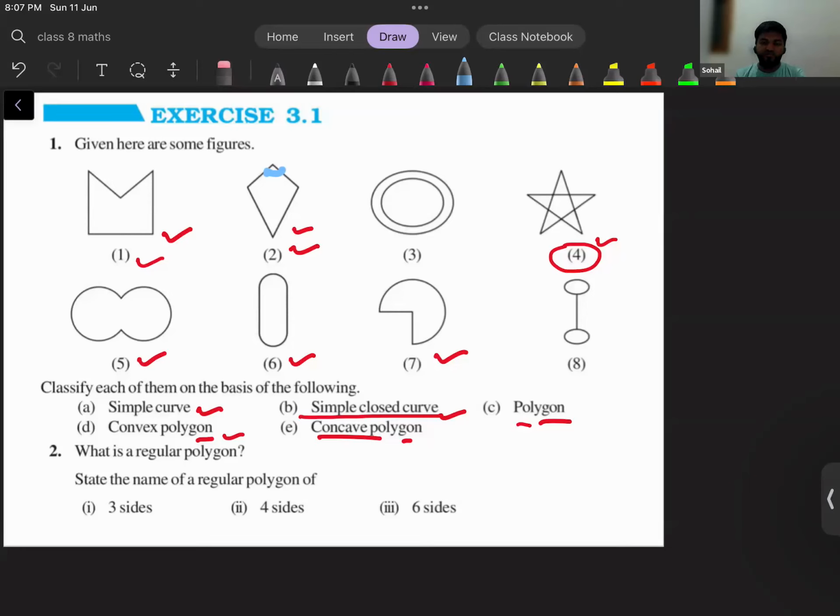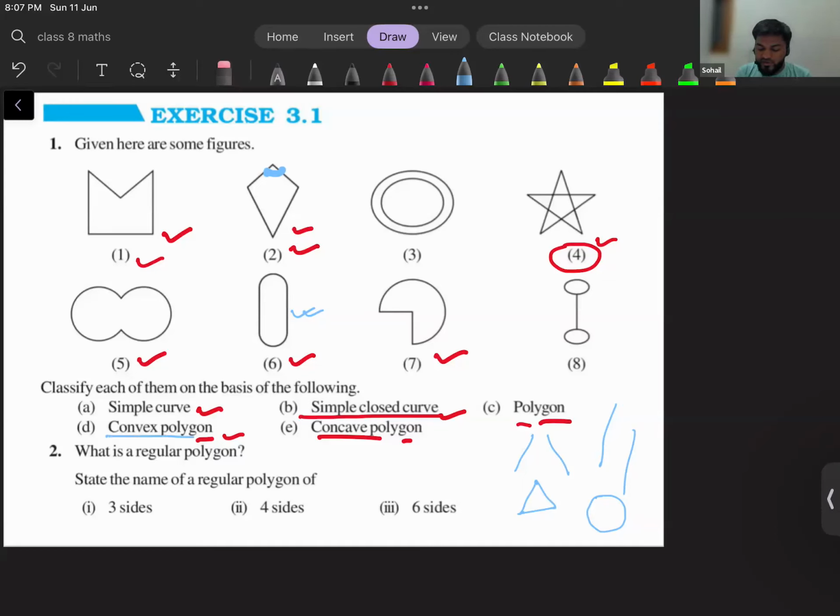Because poly means more than one side, this figure has got no sides. For a polygon you need straight lines, right, guys? It starts from three straight lines, that starts from a triangle. A figure that is spherical or a figure like a circle will not be categorized under polygon. Remember this very carefully.